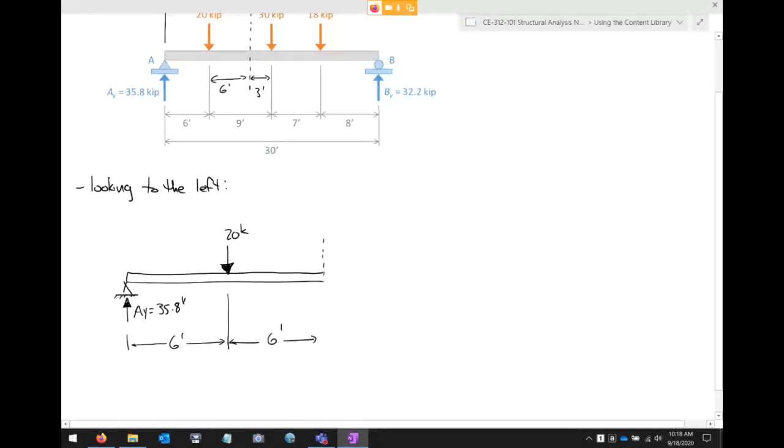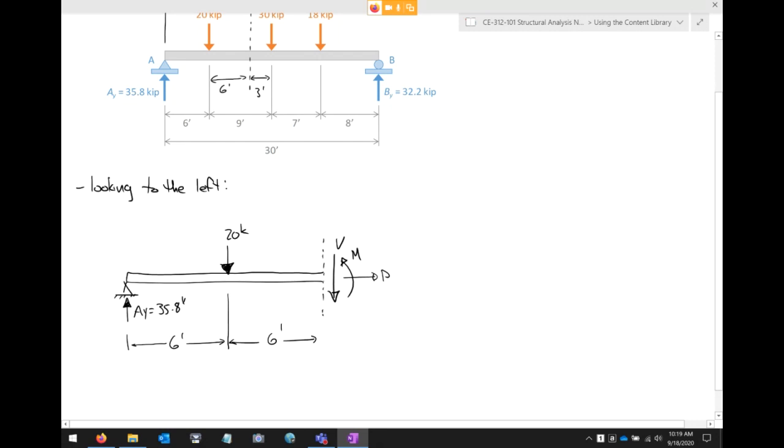And then here's the cut. That's where I sort of sliced through the section. And then you draw your unknown components. So that's positive shear. That's positive moment. If you want, you could go ahead and draw the positive axial force.